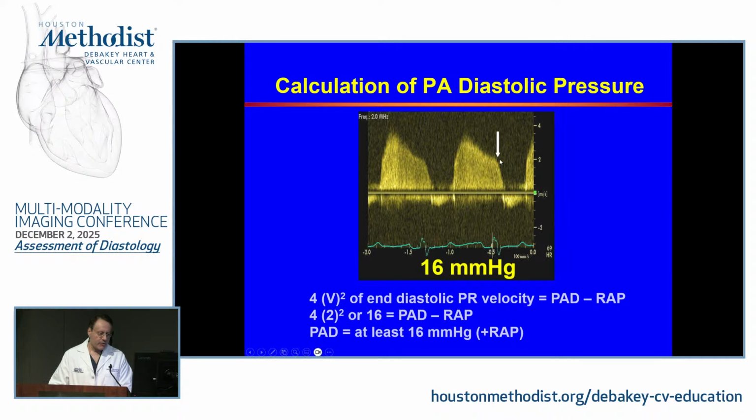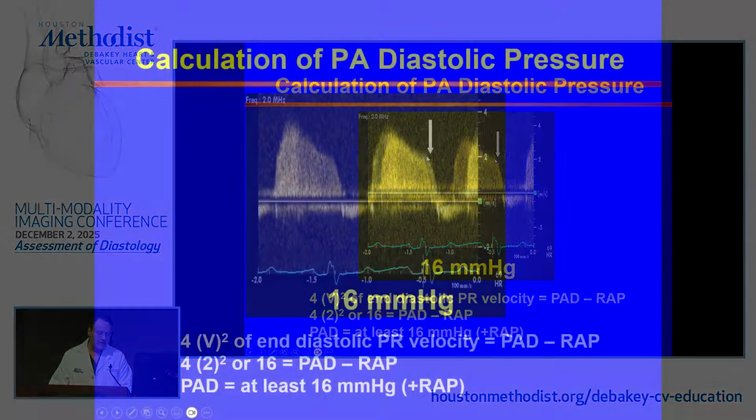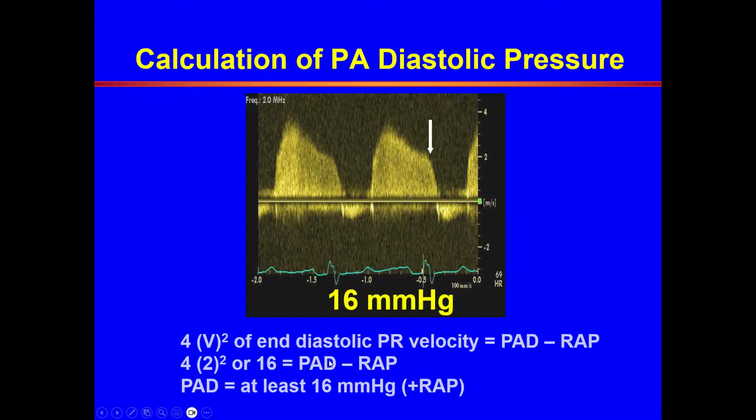That's an example of a patient with PR and the end diastolic velocity of 2. If we do the modified Bernoulli equation, the PA diastolic is at least 16, and this individual likely has an elevated LAP, depending on the clinical context as well.